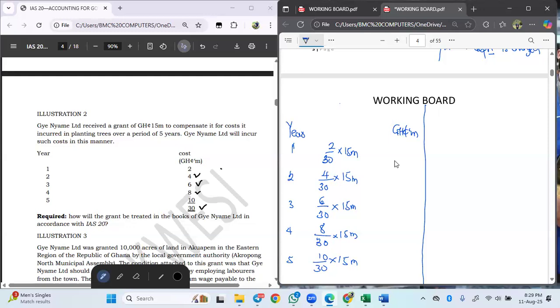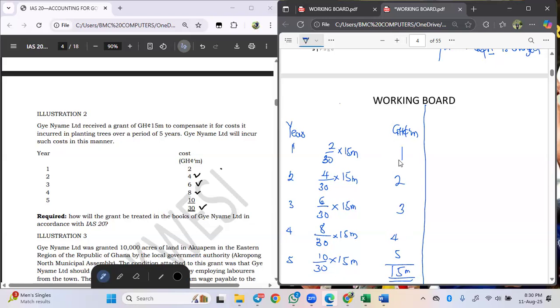The first one is 1. Year 2 is 2. Year 3 is 3. Year 4 is 4. And year 5 is 5. So I think it will be 15 million, right? Yes, because we must get this one.